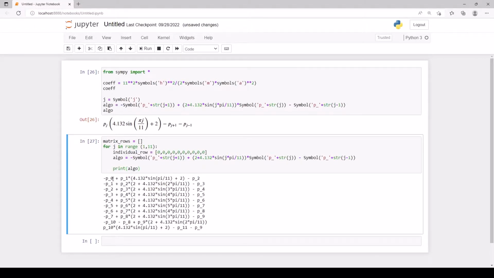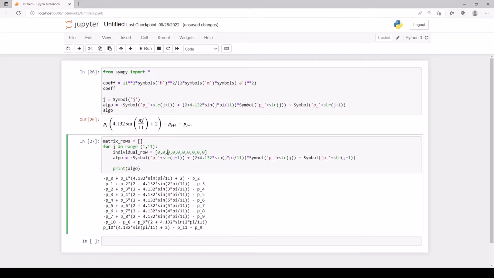But in this case, because of our boundary conditions, remember, psi 0 and also psi 11 both have to equal 0. So what this tells us is that in row 1, the first term is going to have the coefficient of 4.132 times sine of pi divided by 11, plus 2. And the second element in that row is going to be negative 1. So for row number 1, this term is going to get replaced by this coefficient, and this term is going to get replaced by negative 1 because that's the coefficient from here. And then we move on to row 2, which is going to have negative 1 for index number 1, and then this for the second term.